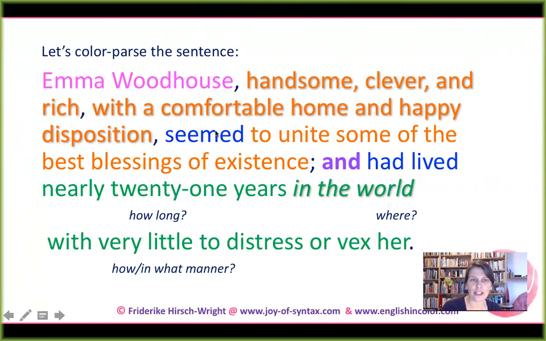And so Emma Woodhouse seemed to unite some of the best blessings of existence, and she had lived. The second main clause displays ellipsis, and that's okay because the subject of the first and the second clause is the same, and so we can leave it out in the second clause. And the second clause has 3 adverbials in a row. Had lived nearly 21 years. For how long? In the world, where, and with very little to distress or vex her. I'm going to say more about that, but I want to move on to the next slide.